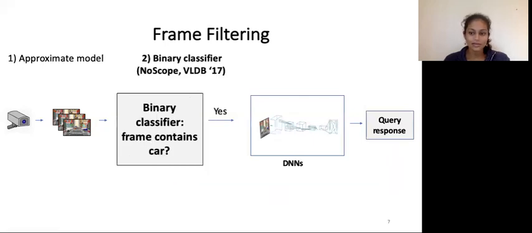Another approach used by a few papers, including NoScope, is to filter based on the presence of certain objects. So if the query asks for the location of all cars, this method runs a small binary classifier to tell whether the frame has a car at all and sends it to be processed only if it does.